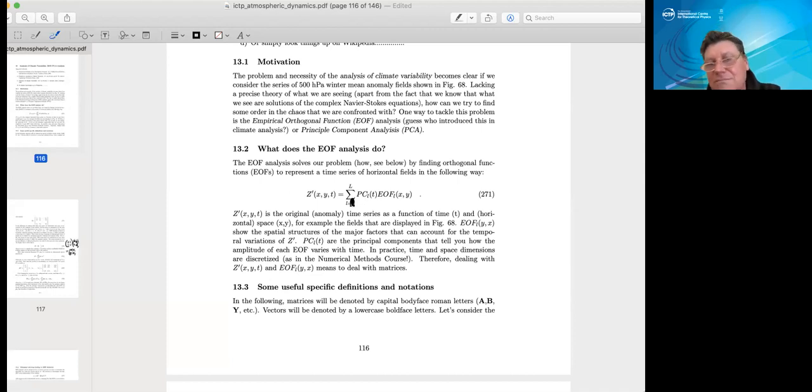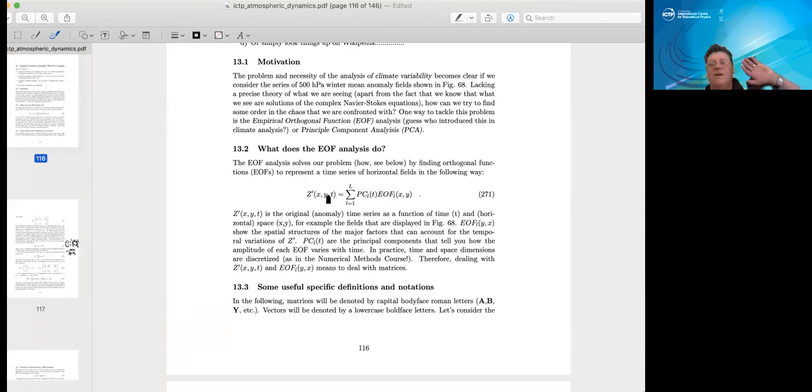Or maybe not just one, but just a few patterns that are there that switch sign and that change in time. Then I'm very lucky. Then I have expressed my complex data set. And this data set can be as complex as you want.